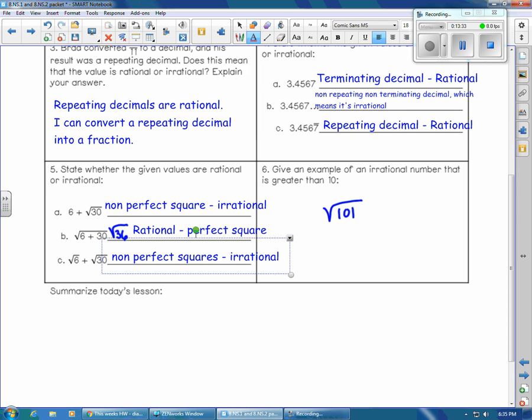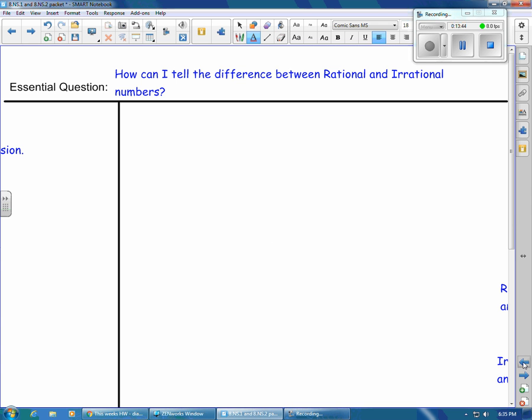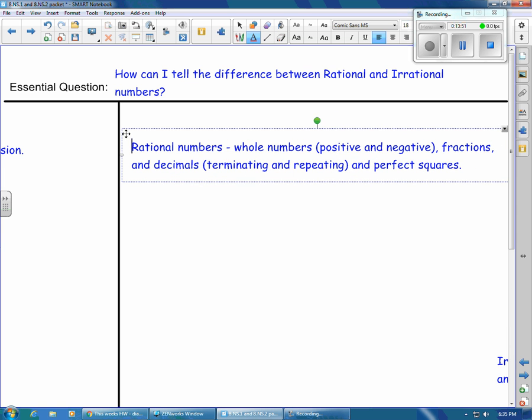Okay, so I would like you to take the next few minutes and summarize today's lesson. I'm going to flip back really quick to our note page and see what notes I had come up with. Okay, rational numbers are whole numbers, positive and negative. We're actually going to be categorizing our whole numbers in another couple lessons, but if you want to think about it as whole numbers that are positive and negative, fractions and decimals, terminating and repeating, and all perfect squares.